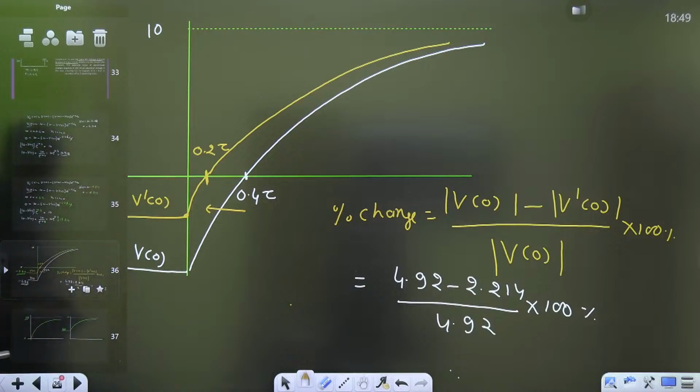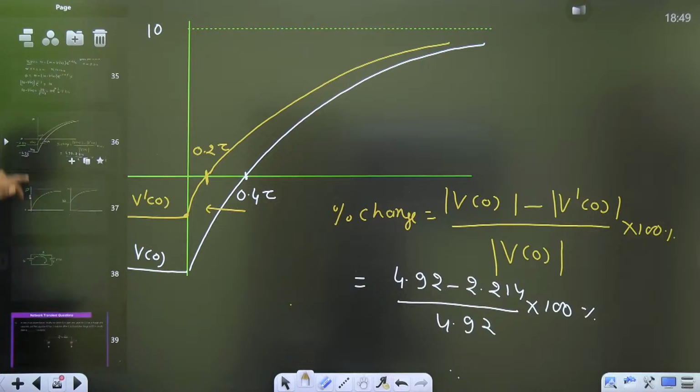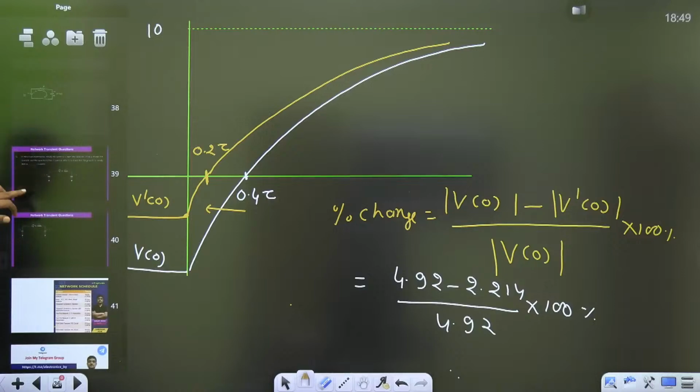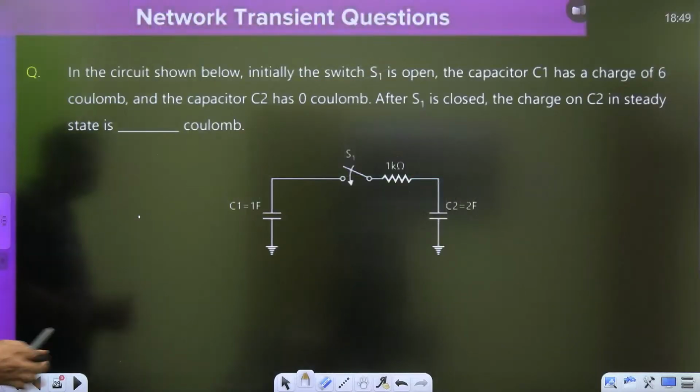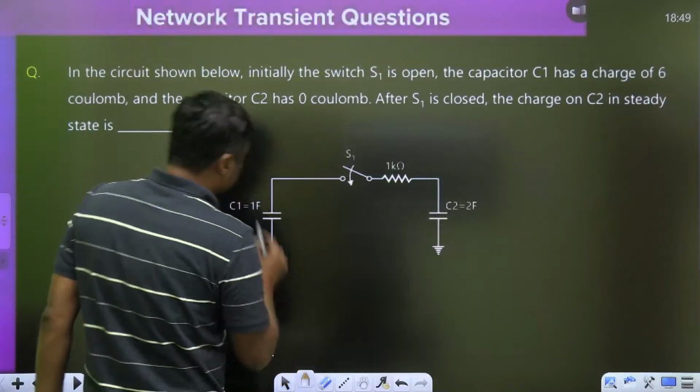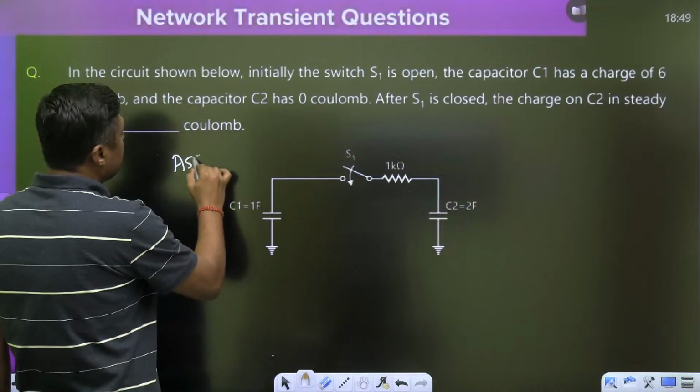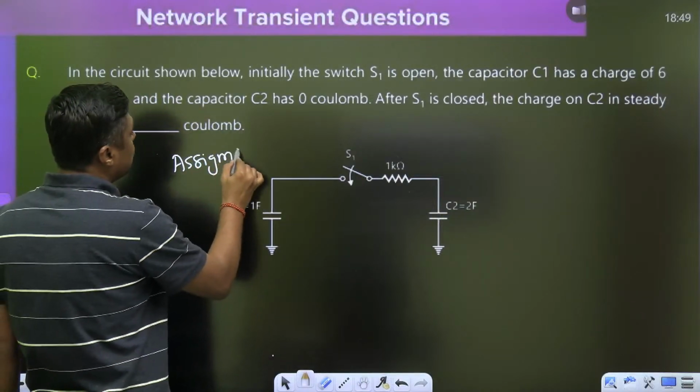Now, it is time for your assignment. Please try to solve this question. Again, this is a very good question. In next class, I will solve this.